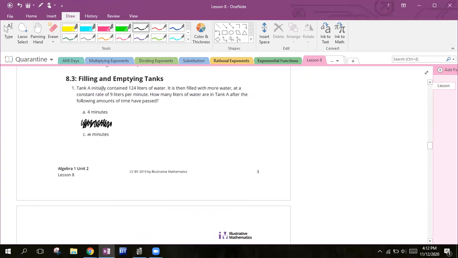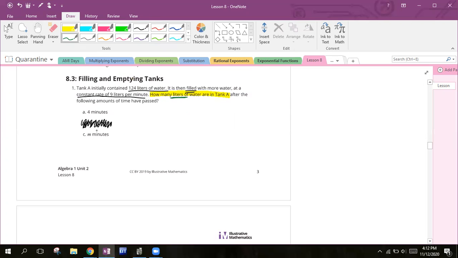So it says tank A initially contained 124 liters of water. It is then filled with more water at a constant rate of 9 liters per minute. It wants to know how many liters of water are in the tank after the following amounts of time have passed. Okay, so since it's wanting us to find how many liters of water in tank A, we're solving for liters of water.